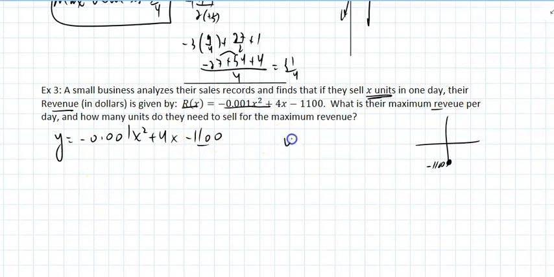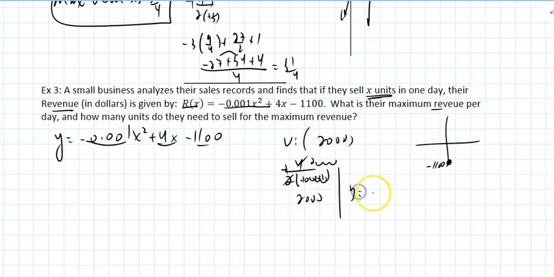What's the vertex? Vertex, negative b over 2a. Negative b over 2 times a. So that's a positive. Divide it 2. 1, 2, 3, 1, 2, 3. That's 2000. And y equal negative 1 over 1000 times 2000 squared plus 4 times 2000 is 8000 minus 1100. 3 zeros cancel out.